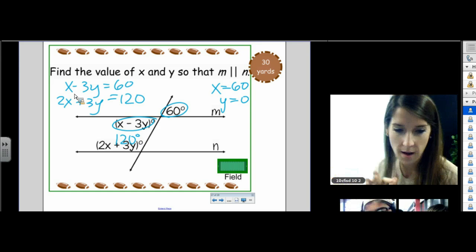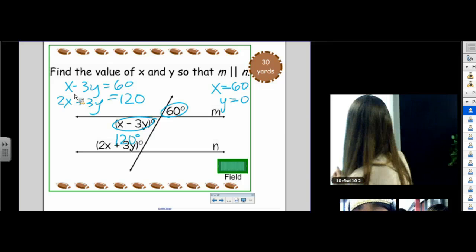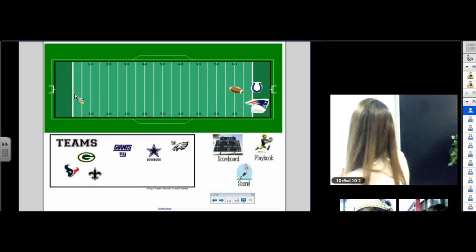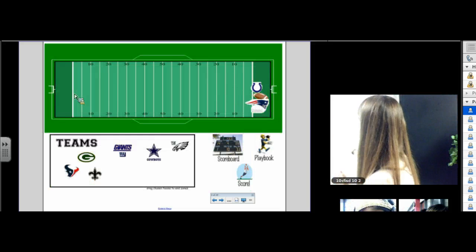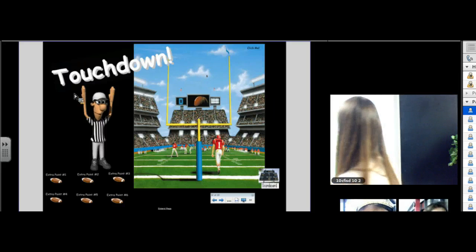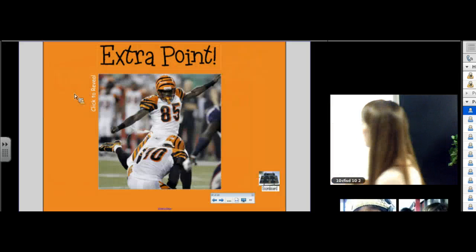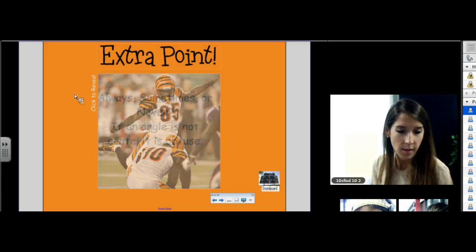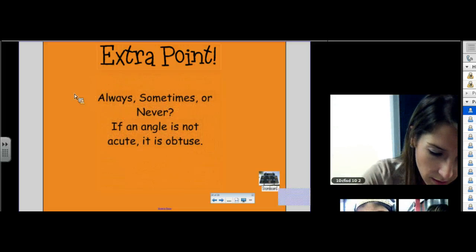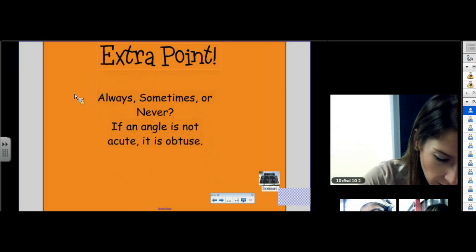Very good job. All right, so very nice. You made it to the end zone. Score! All right, extra point. This is going to go to Karthik.